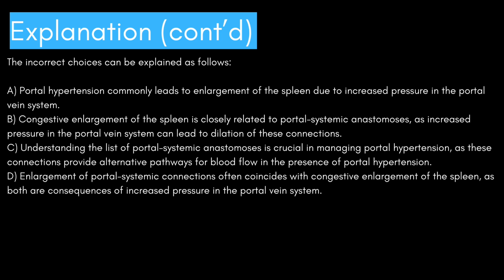C. Understanding the list of portal systemic anastomoses is crucial in managing portal hypertension, as these connections provide alternative pathways for blood flow in the presence of portal hypertension. D. Enlargement of portal systemic connections often coincides with congestive enlargement of the spleen, as both are consequences of increased pressure in the portal vein system. All right, now that we have covered this question, let's move on to look at the next question.